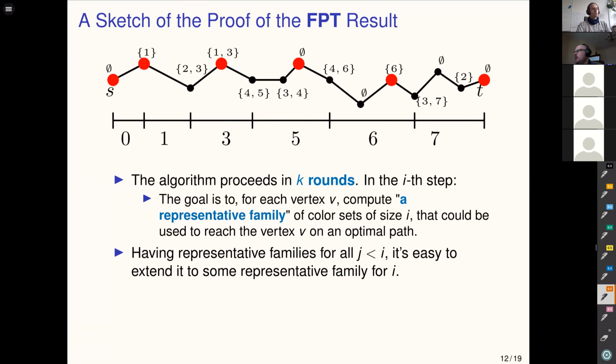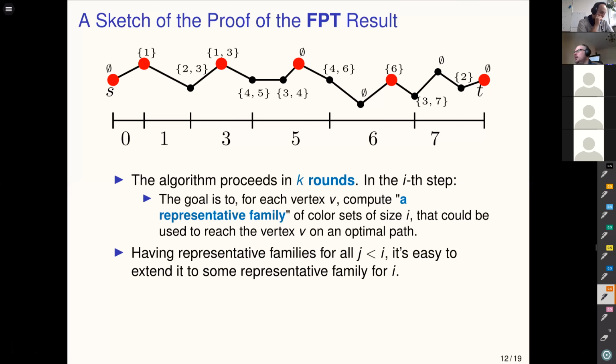Now, if we have such a representative family for every vertex for all j smaller than I, then computing one for exactly I is relatively simple. We go through all the vertices and all the representative families we have there. Because we are assuming this was the last important vertex, we look at all the neighbors of this vertex and try to include the color set of the neighbor to some color set in one of the representative families that we use to reach this vertex. And then we compute all the vertices that can be reached by this new larger color set, if this color set was of size I.